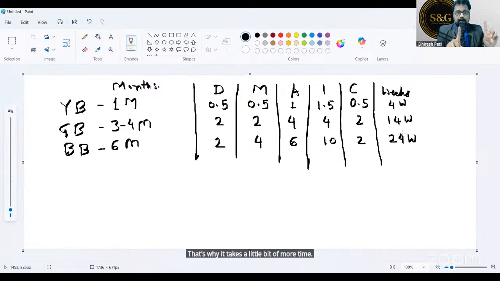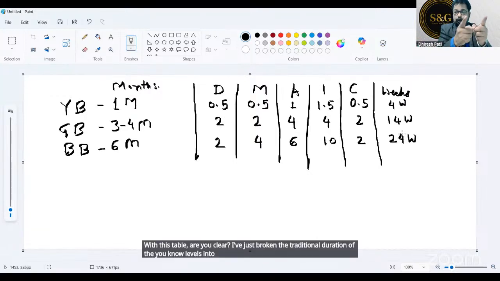Now, are you clear with this? With this table, are you clear? I have just broken the traditional duration of the levels into weeks, okay, and into the DMAIC framework: define phase, measure phase, analyze phase, improve and control phase. Okay. Now, why do we take this much time?